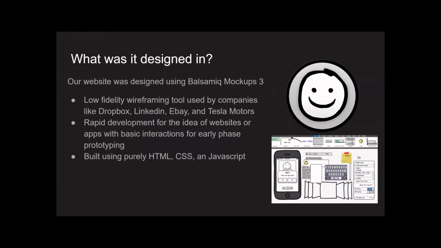Our website was designed using Balsamiq Mockups 3, a low-fidelity wireframing tool that I used at my first internship and have continued to use in almost all of my software projects since. Balsamiq is used by so many different companies, but a few example big names are Dropbox, LinkedIn, eBay, and Tesla. We use Balsamiq because it allows for rapid development of the idea of what a website or app should look like and the early interactions. So it's great for prototyping. And we built the website using purely HTML, CSS, and JavaScript.